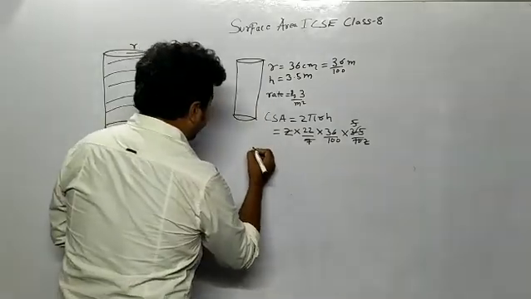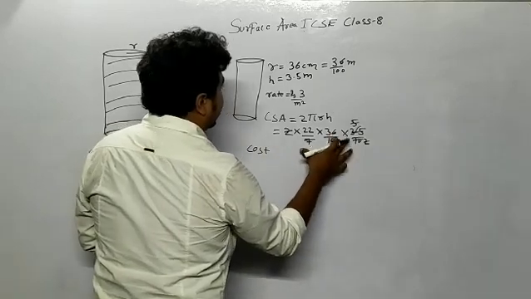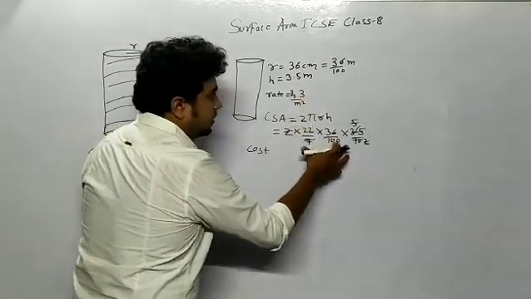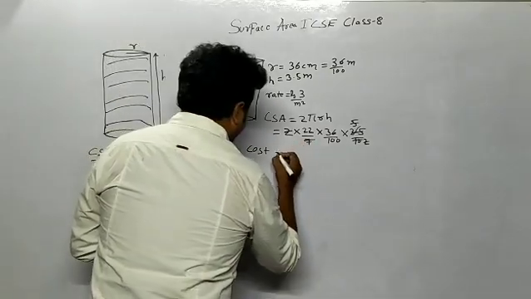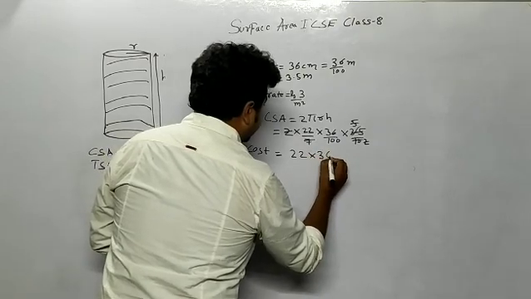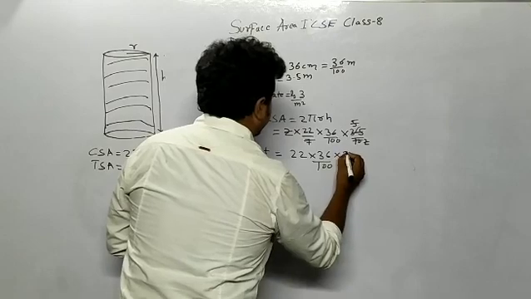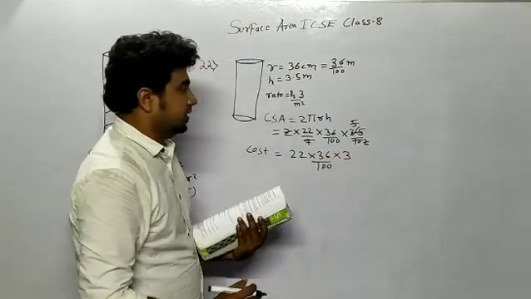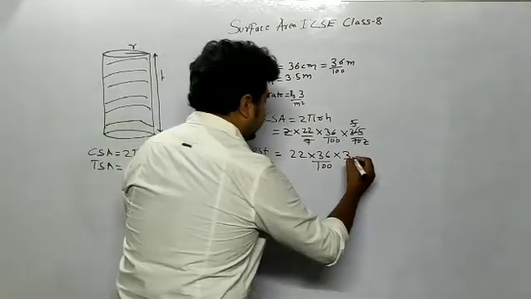So how many pipes are there? If I have to find the total cost, this is the cost of one pipe into this. This is the amount of meter square which is there. I will be multiplying it with 3: 22 into 36 divided by 100 into 3. Now I have to multiply it with 20 also, because 20 pipes are there.